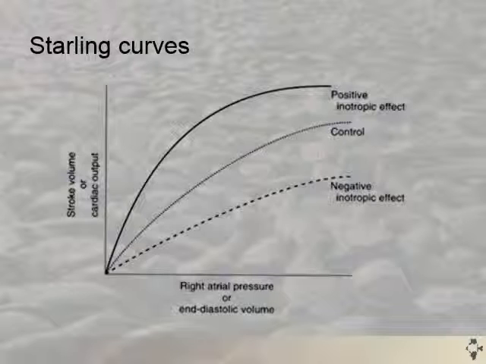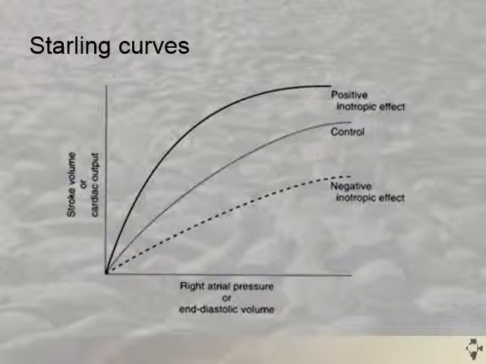As that increases, in other words, as the atrium has additional blood ready to be delivered to the ventricle for its next contraction, the stroke volume or cardiac output, the amount of blood that's delivered by the ventricle with its next contraction, also increases. Now you can see three different lines here. The one in the middle is considered a control. Again, as you increase the amount of blood that's available in the atrium to be delivered to the ventricle for its next contraction, you have an increase in stroke volume and cardiac output.